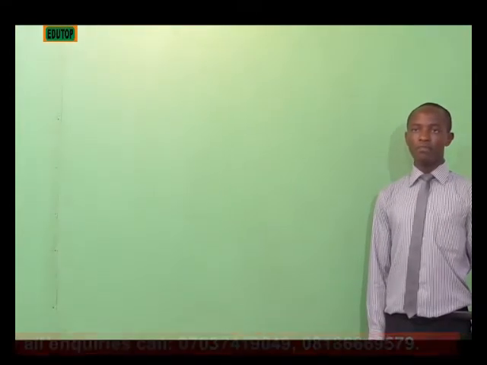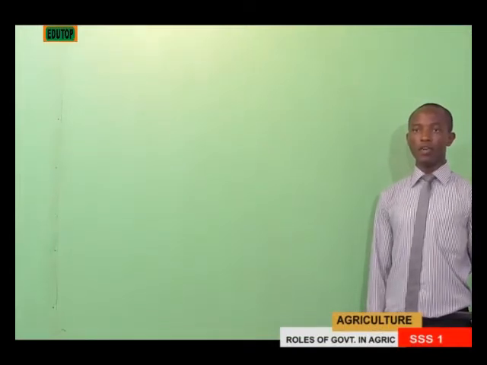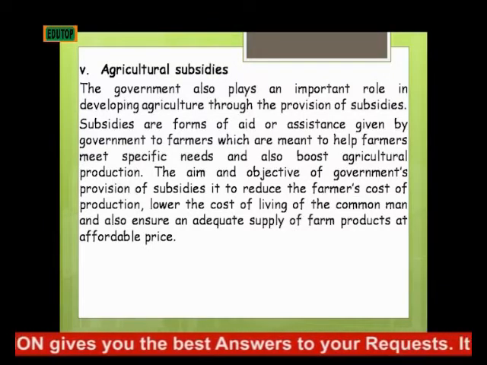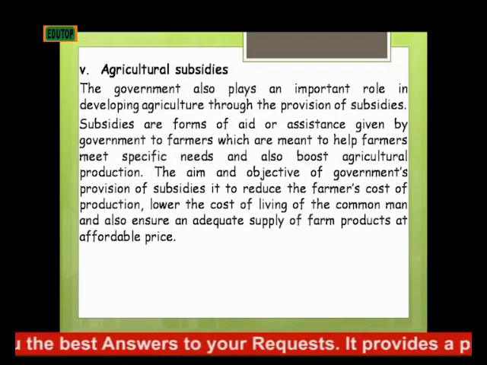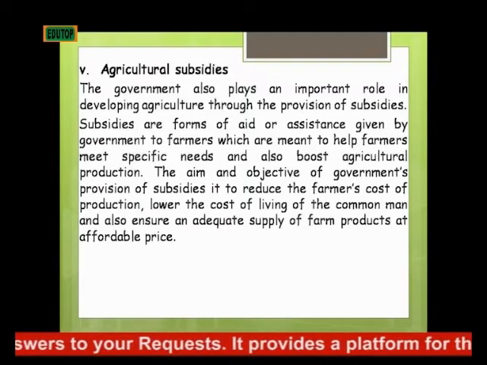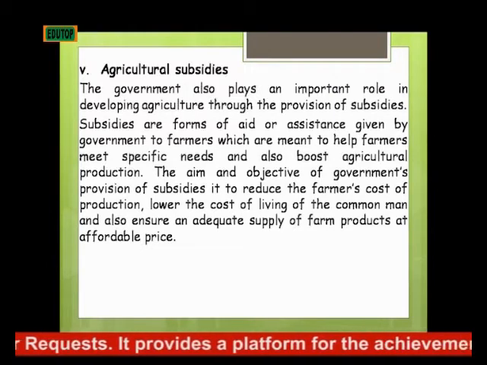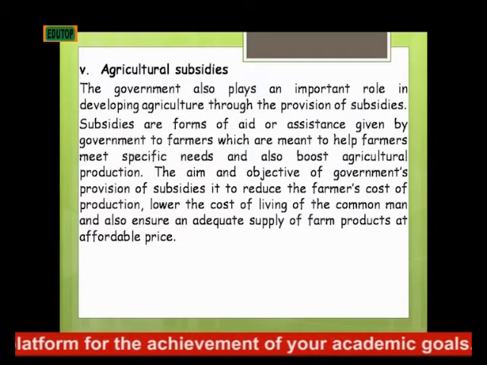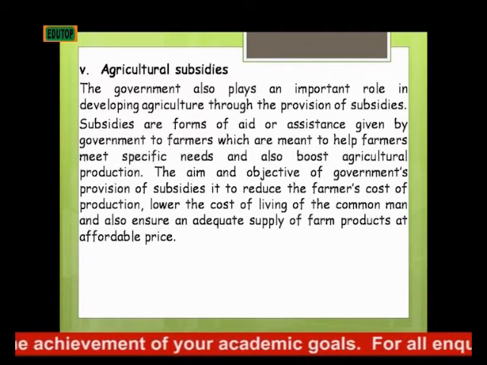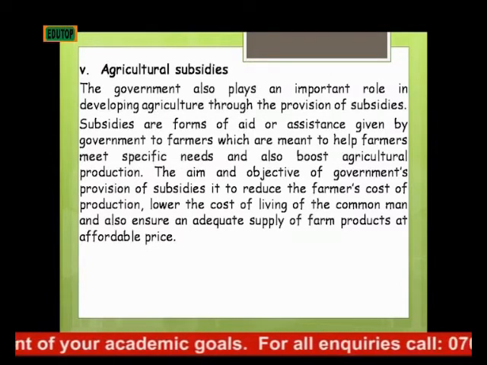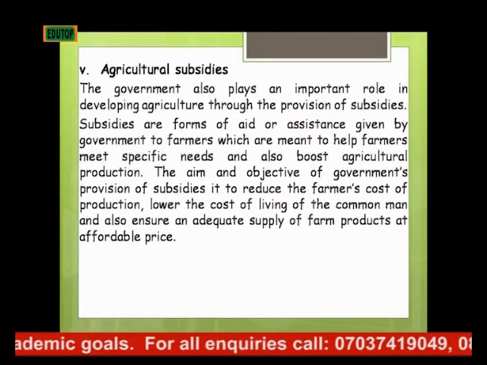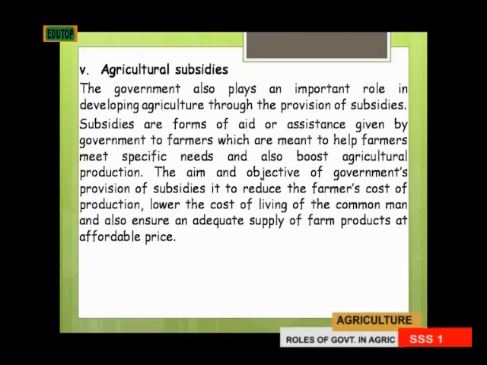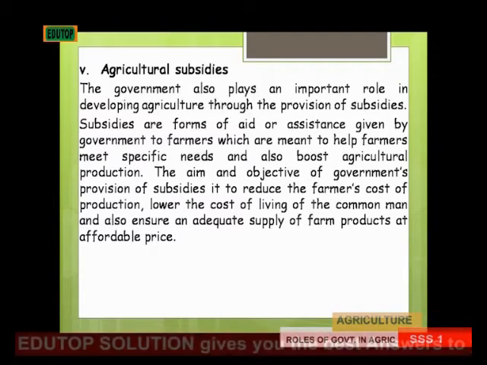Then the fifth program that the government actually brought in was agricultural subsidies. The government also plays an important role in developing agriculture through the provision of subsidies. Subsidies are forms of aid or assistance given by the government to the farmers, which are meant to help farmers meet specific needs and also boost agricultural production. The aim and objective of government's provision of subsidies is to reduce the farmer's cost of production, lower the cost of living of the common man, and also ensure an adequate supply of farm products at affordable price.